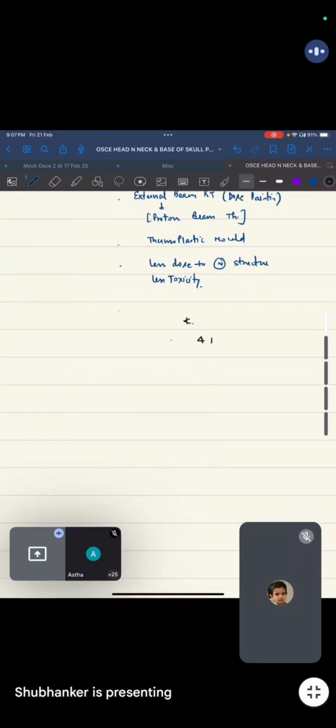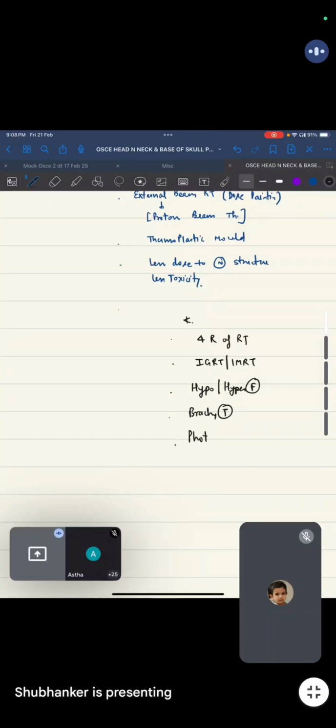You should be ready with 4 hours of radiotherapy. You should read about IGRT in brief. It's not that you have to write a theory answer, so it should be in brief. If they ask about IGRT, you should write about the basics of IGRT. Second, its brother IMRT. Third, hypo and hyper fractionation. Fourth, brachytherapy. And last, photodynamic therapy.